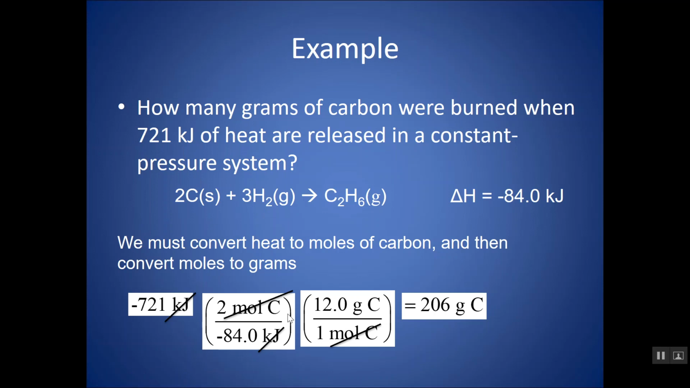I should never get a negative value of mass. That wouldn't make sense. So if I'm plugging in a negative heat, make sure you're plugging in your negative delta H. Or if you're removing signs when doing it, that's fine too. But make sure that your mass values are never negative.